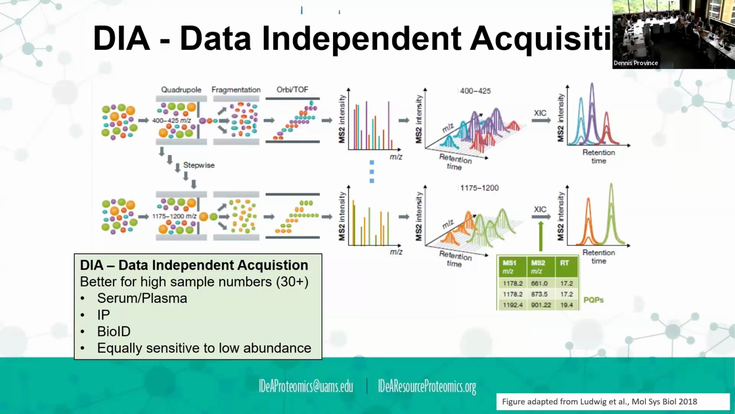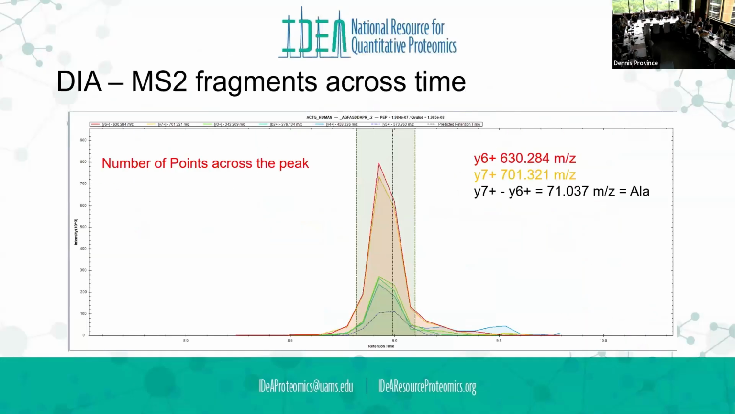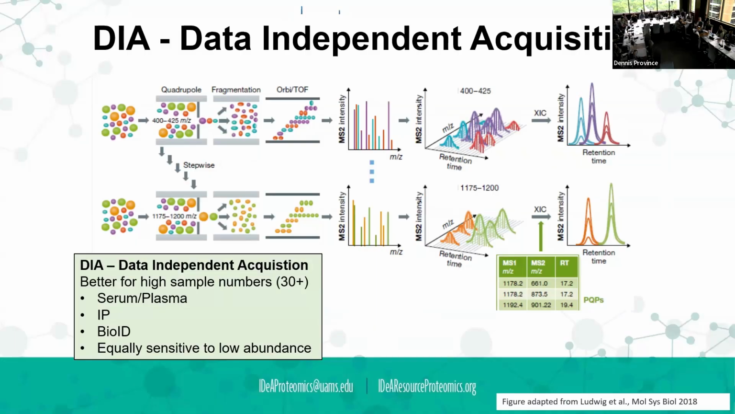And then for DIA, we used to say that DIA was really good for serum and plasma, and for IPs, BioIDs, and things like that, because they weren't as complex as, say, a cell lysate. And the great thing about DIA is it's equally sensitive to low abundant peptides. But we now say that DIA is really good for everything, because the instrumentation is faster, and the database software searching it is better.